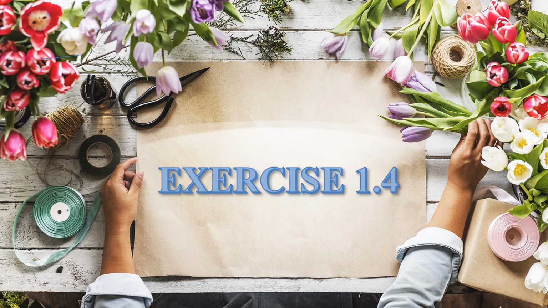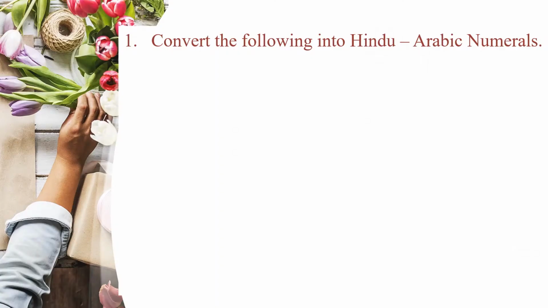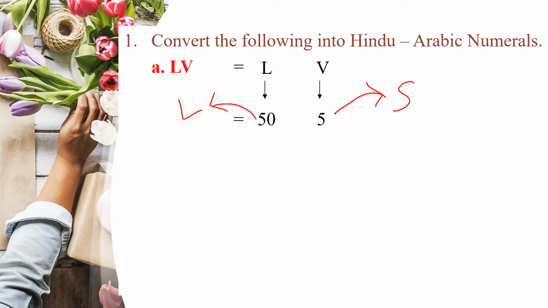Let us move on to exercise 1.4 in detail. First problem. Convert the following into Hindu-Arabic numerals. First, A: LV. Let us write these symbols separately. The value of L is equal to 50. The value of V is equal to 5. So, larger number, then comes the smaller number. We need to perform the operation addition. So, 50 plus 5, which is equal to 55. So, the value of LV is equal to 55.